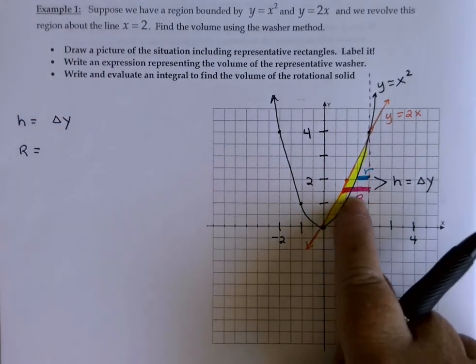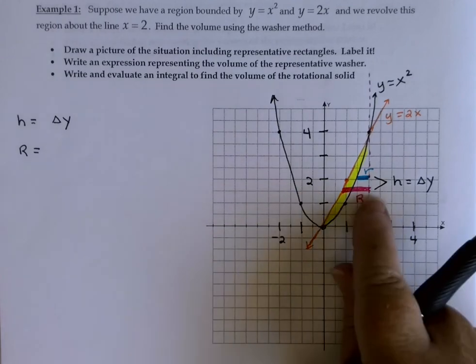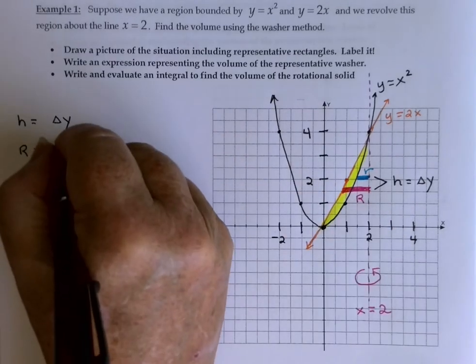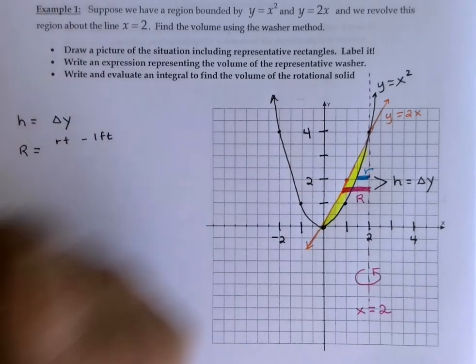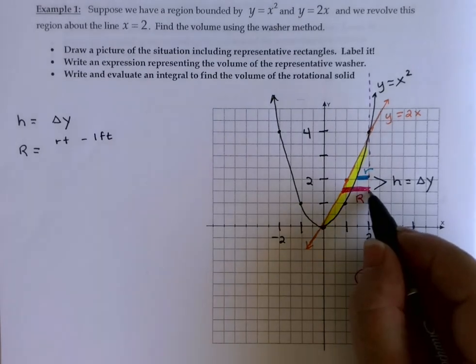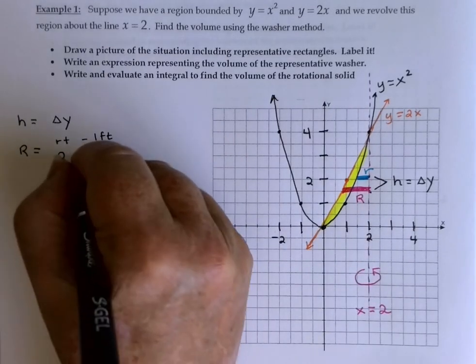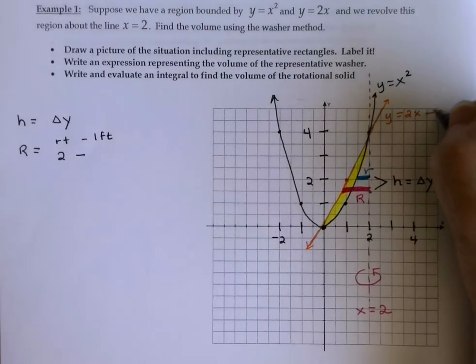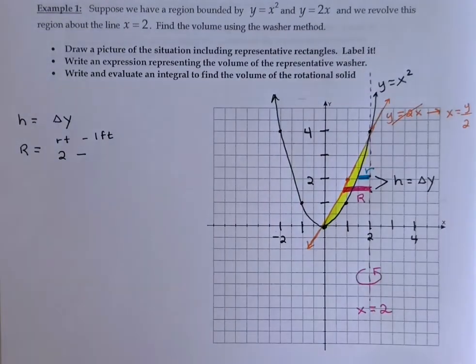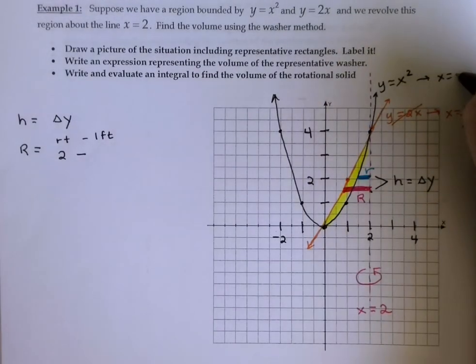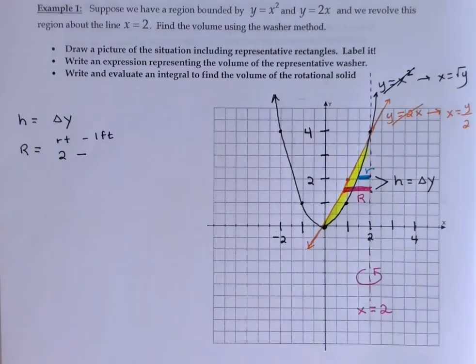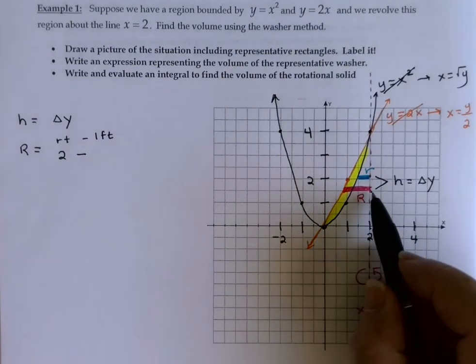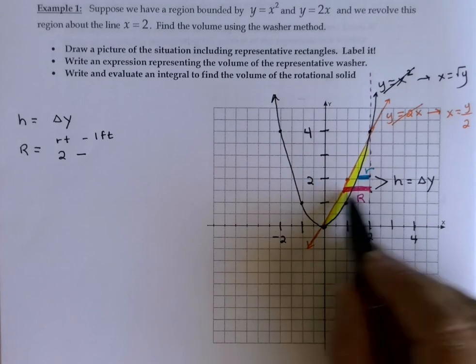For capital R, since I'm not on the y-axis this time, I have to use right minus left. The right side of this would be at x equal 2, minus the left side, and since we're going horizontal, I do need my alternative forms here: x equals y over 2, and x equals the square root of y again. So in this case, 2 is the right, the left is the line. So that would be y over 2.